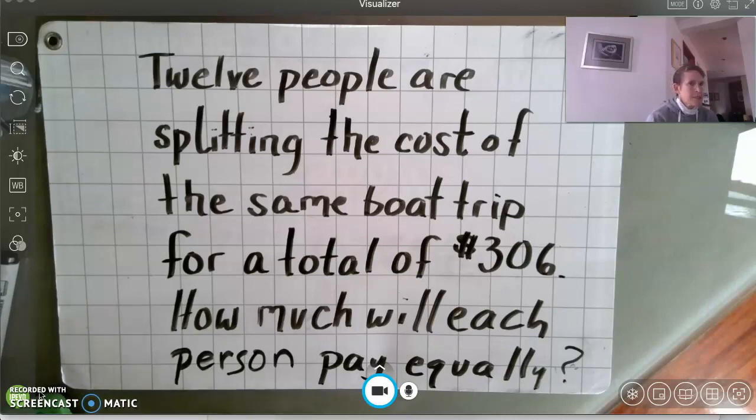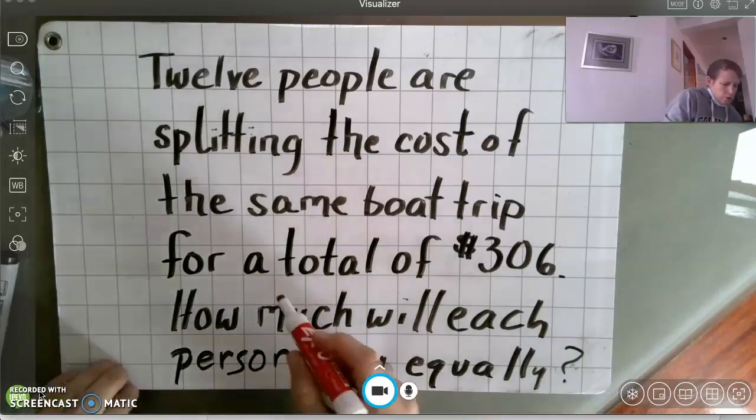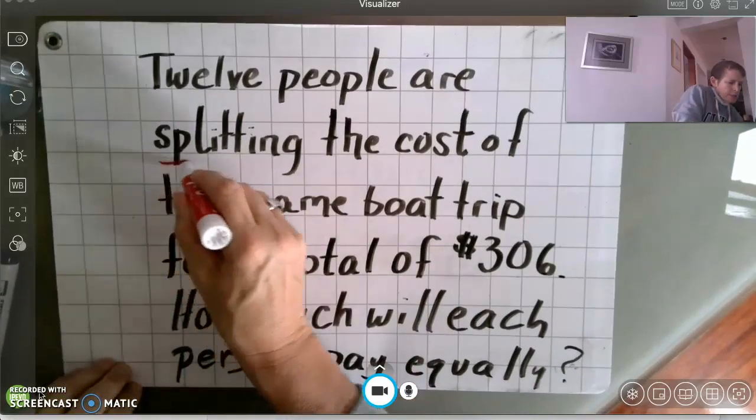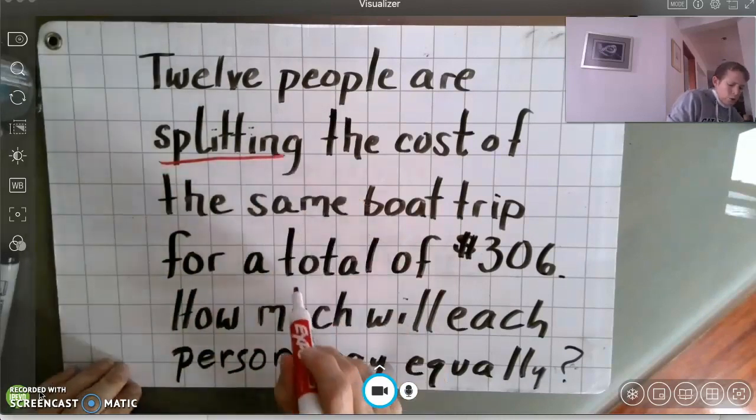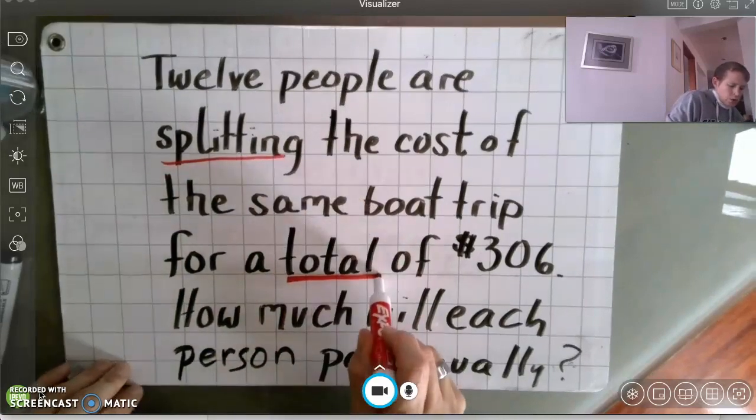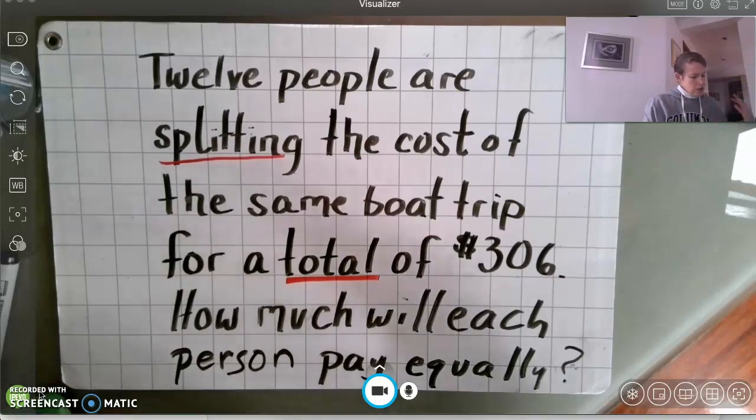Well, I can ask myself what's happening in this story. Do I have groups being repeated? Do I have a total that needs to be partitioned or divided up? And there are some clues in here. I have the word splitting and I have the word total. So this is actually helping me figure out that this is going to be a division problem.